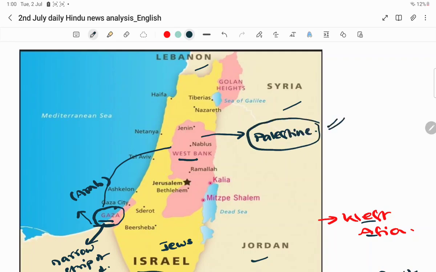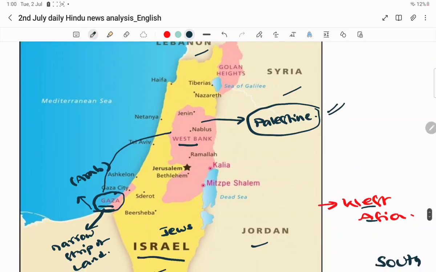Palestine was not yet an independent nation. I hope you have understood. So this is Israel, this is Gaza, and this is the West Bank. And the most disputed place and a holy place is Jerusalem.